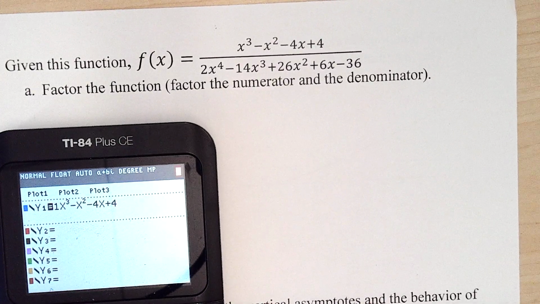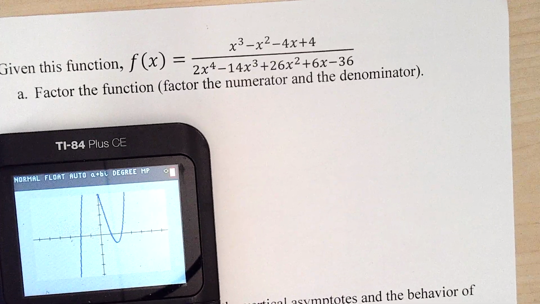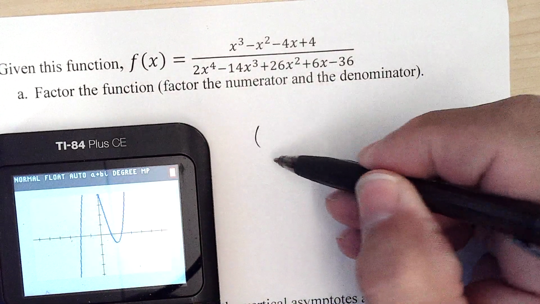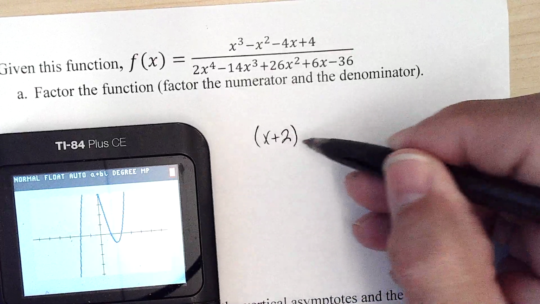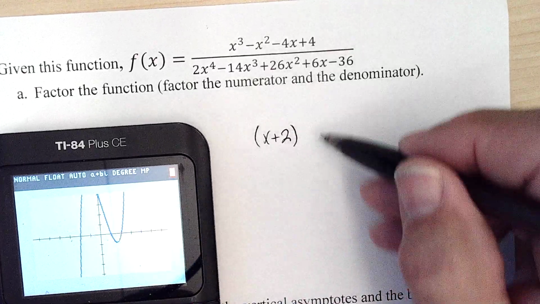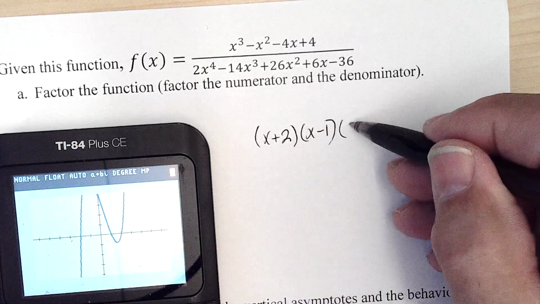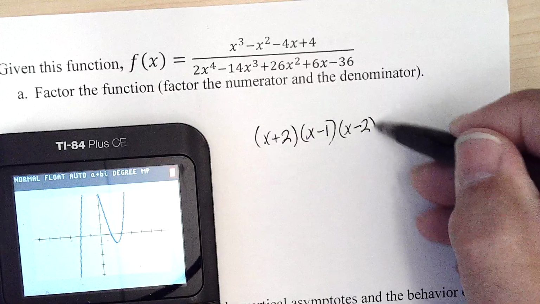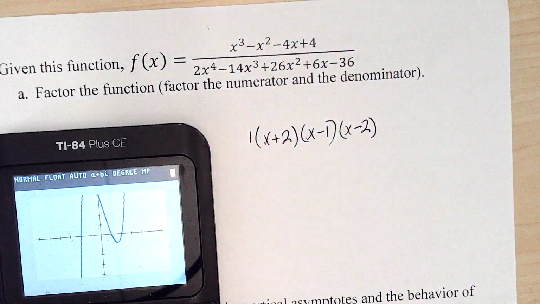And to factor that, I'm going to go zoom 4, and it looks like it goes through -2, plus 1, plus 2. Leading coefficient's 1. That's the numerator factor.